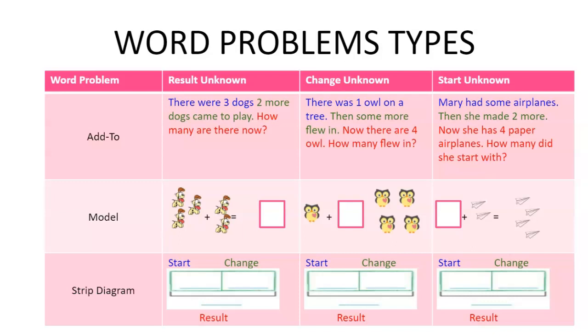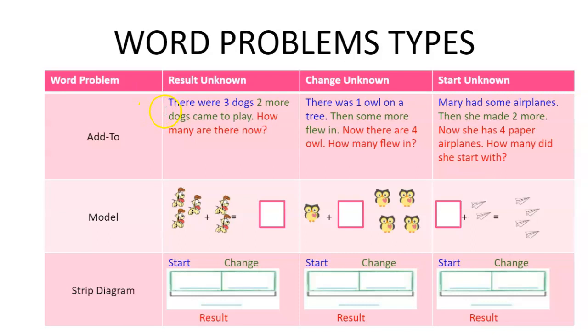So we have here the three types of word problems where the result is unknown, the change is unknown, or the start is unknown. And these are all addition word problems, and we're going to model them, and we're going to use the strip diagram to help us have a visual of the start, the change, and the result. So let's go ahead and start with the most common one where the result is unknown and we're missing the result.